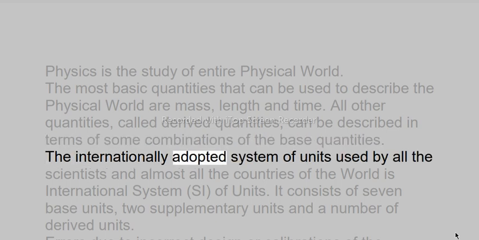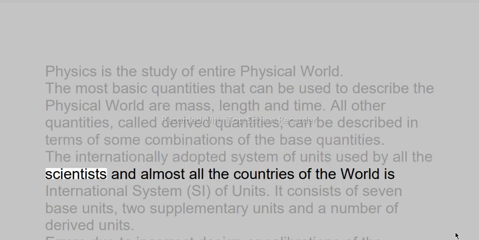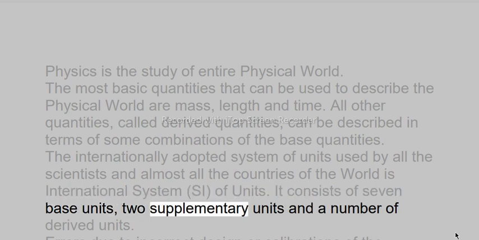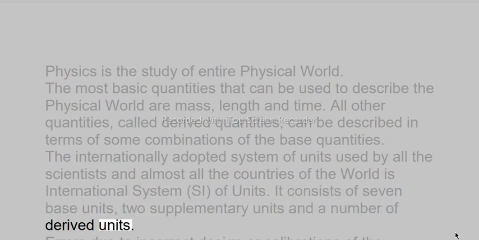The internationally adopted system of units used by all the scientists and almost all the countries of the world is the International System, SI, of units. It consists of 7 base units, 2 supplementary units, and a number of derived units.